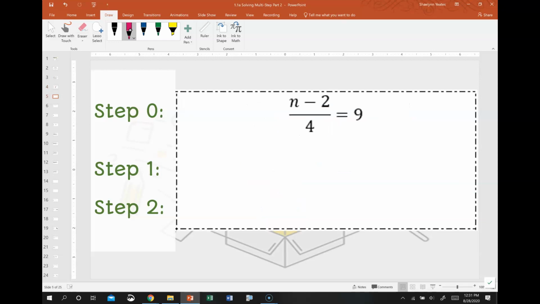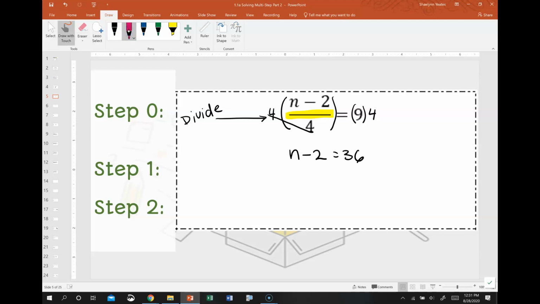Alright, let's try that again with a new problem. So this time we've got a weird thing in the way. We've got this gigantic line. And some of you already know what this is. This line just means divide. So if I want to undo division, I need to multiply. So we are going to multiply both sides of this equation by what it is being divided by, which is 4. So I'm multiplying both sides by 4, and I'm getting n minus 2 equals 36. So my first step in simplifying was getting rid of that gigantic division line.